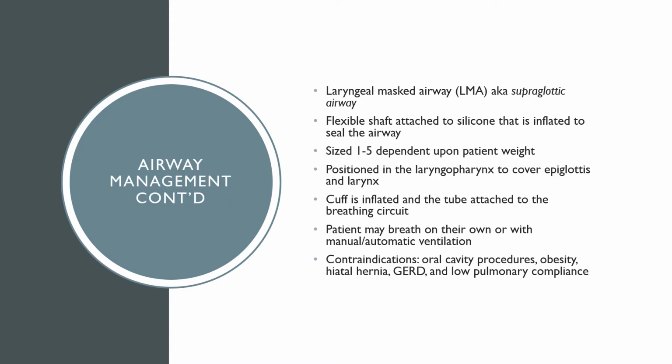Right, we have the laryngeal masked airway, also called an LMA or a supraglottic airway. Most commonly you will hear them called LMAs. These have a flexible shaft that's attached to a silicone base that is inflated to seal the airway. It's sized 1 through 5, depending on patient weight. It's positioned in the laryngopharynx to cover up the epiglottis and the larynx. The cuff is inflated and the tube is attached to the breathing circuit. Patient may breathe on their own, or they might have some manual or automatic ventilation with the help of the ACP and the machine.